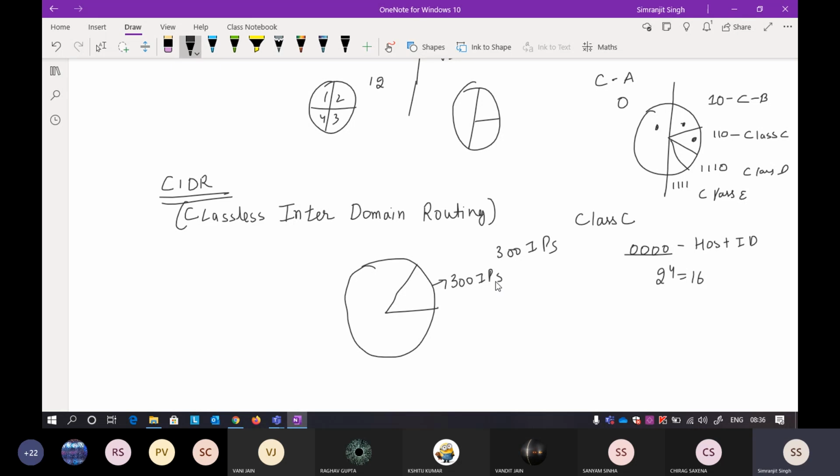With the classless approach, you can take any chunk. Suppose this is the whole spectrum of network IP addresses that are available. You can take any chunk from it and say, I only need 2 IP addresses, or 3 IP addresses, or 4 IP addresses. You can take any piece out of it. You do not need to worry about any class.